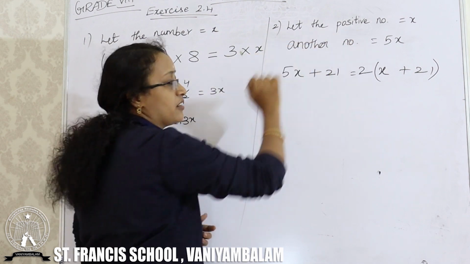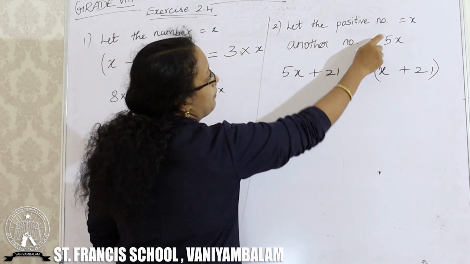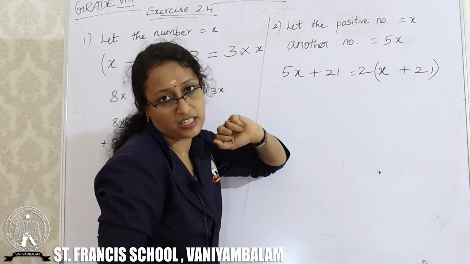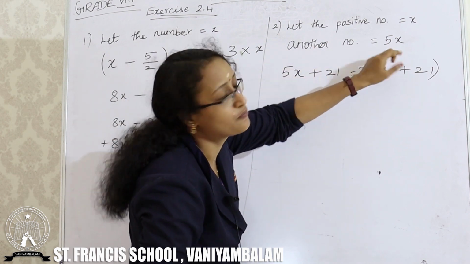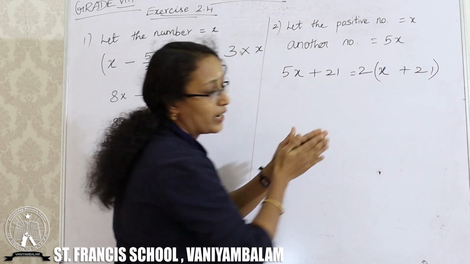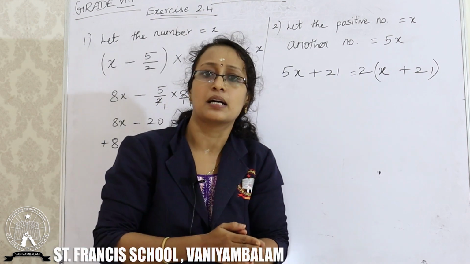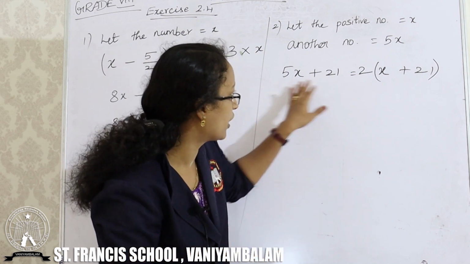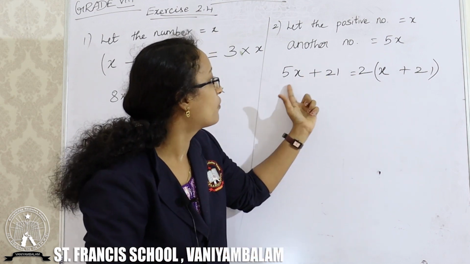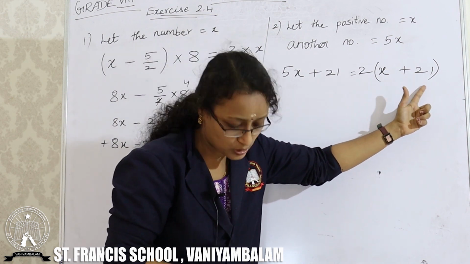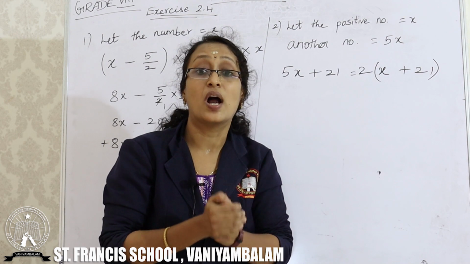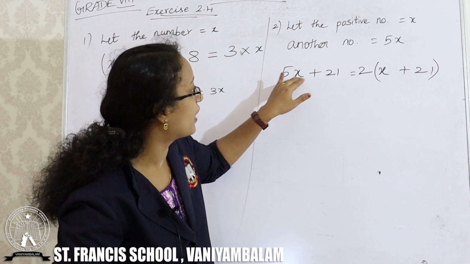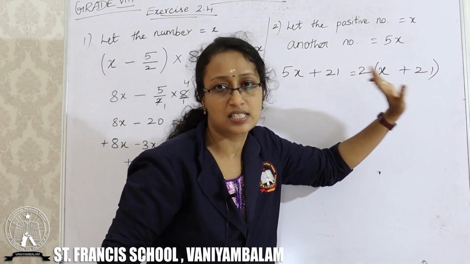So, let us take the positive number be x. Let the positive number be x and the another number is 5 times the positive number. So, another number is 5x. One positive number is x and the another number is 5x. When we add 21 on both the numbers, 5x plus 21 and x plus 21, this is your new number now. Which is your new number? 5x plus 21 and x plus 21 are the new numbers.